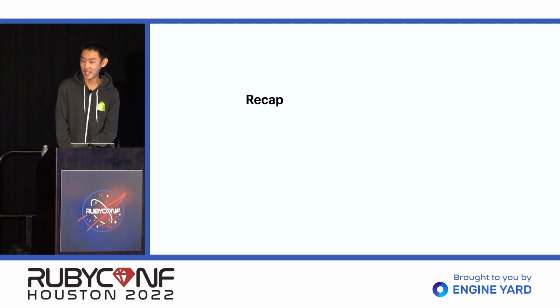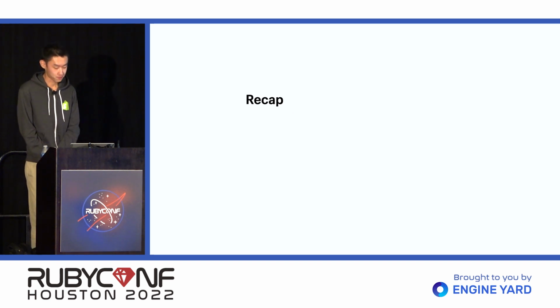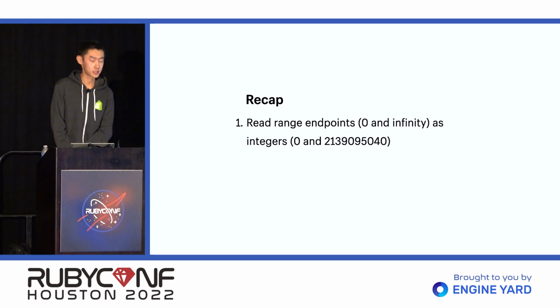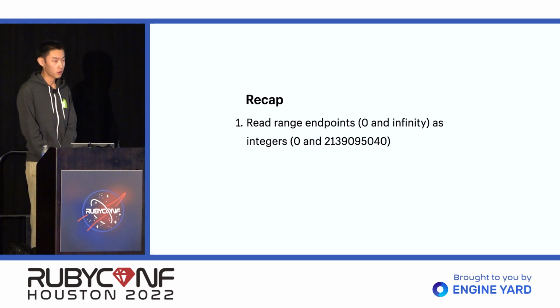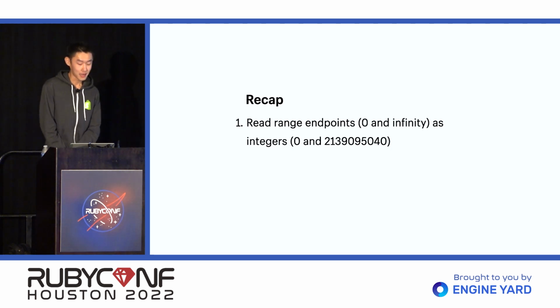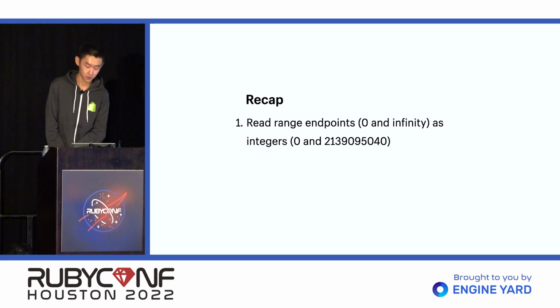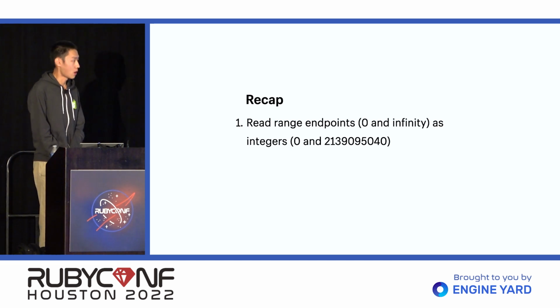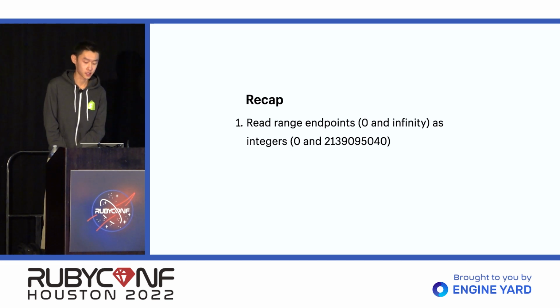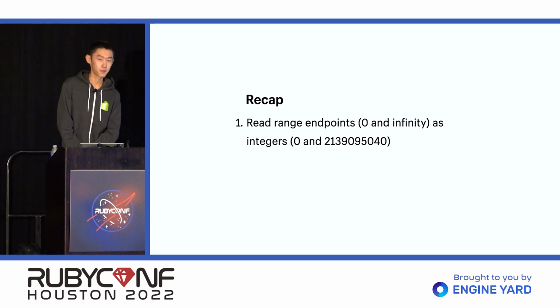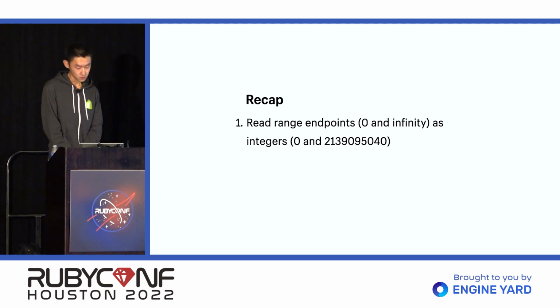All right, that was a lot to take in. Let's recap what we did. First, we took the floating point endpoints of our range, which were the floating point numbers 0 and infinity, and we read these floating point numbers back as integers, which were 0 and 2.1 billion as integers. Remember that this process is not the same as casting to an integer, since what we did here is directly read the bits of the floating point number as if it was an integer.